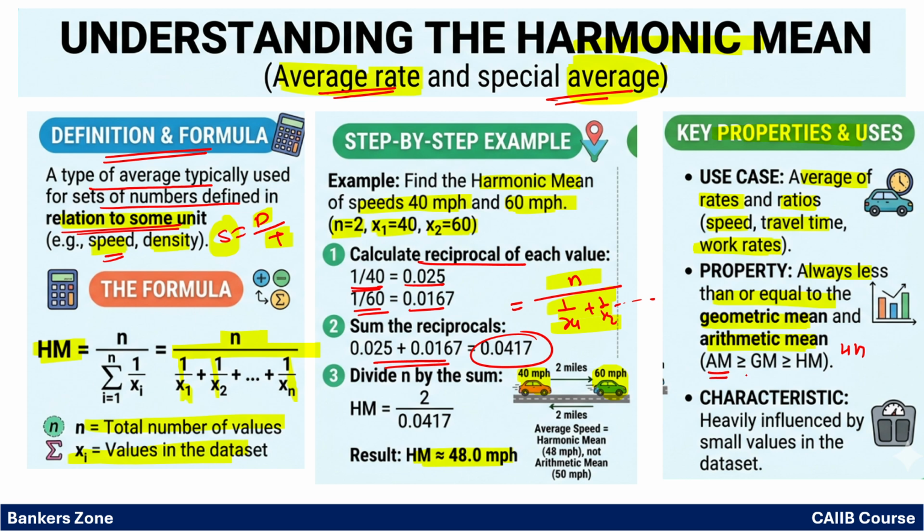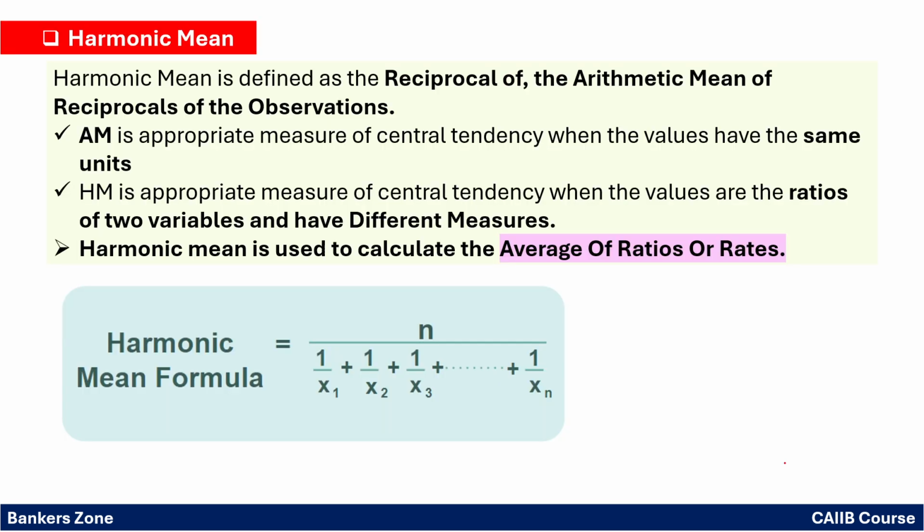So arithmetic mean is more than or equal to geometric mean, which is more than or equal to the harmonic mean. Means simply the harmonic mean is the least among the three means, right? So it is always influenced by the small values in the data set. So this is just an idea. Now see in detail, harmonic mean is defined as the reciprocal of the arithmetic mean of the reciprocal of the observations. So you know the formula.